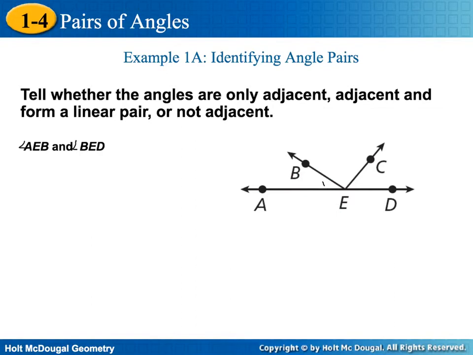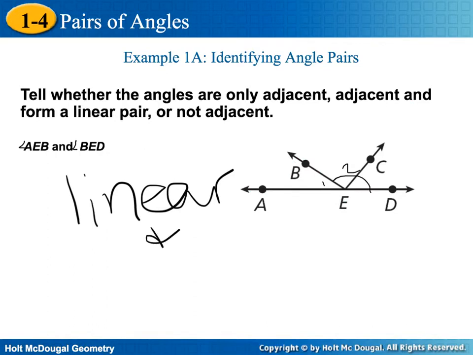And angle BED is right here, BE to D. So I'm going to put a little arc here just so we know that it's the whole angle. We're going to call that angle 2. And so if you look here, here's angle 1 and angle 2. They have this straight line, so they form the T, so they are linear. And because it's linear, it's also adjacent. That's why they put adjacent and form a linear pair. If it's linear, it's going to be adjacent, so we can just go ahead and put linear and adjacent.